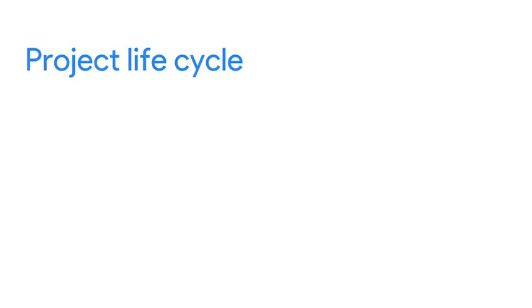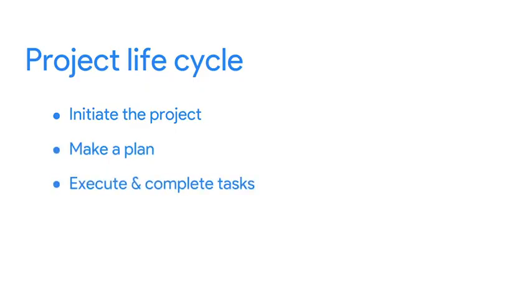Check it out. The main phases of a project are initiate the project, make a plan, execute and complete tasks, and finally close the project. Let's talk about the first phase, initiate the project. This is the launchpad for the entire process of your project.